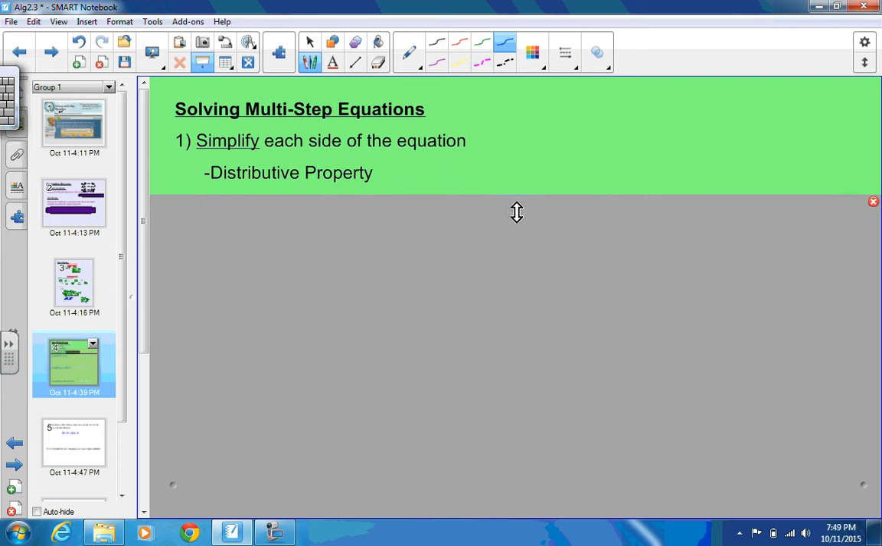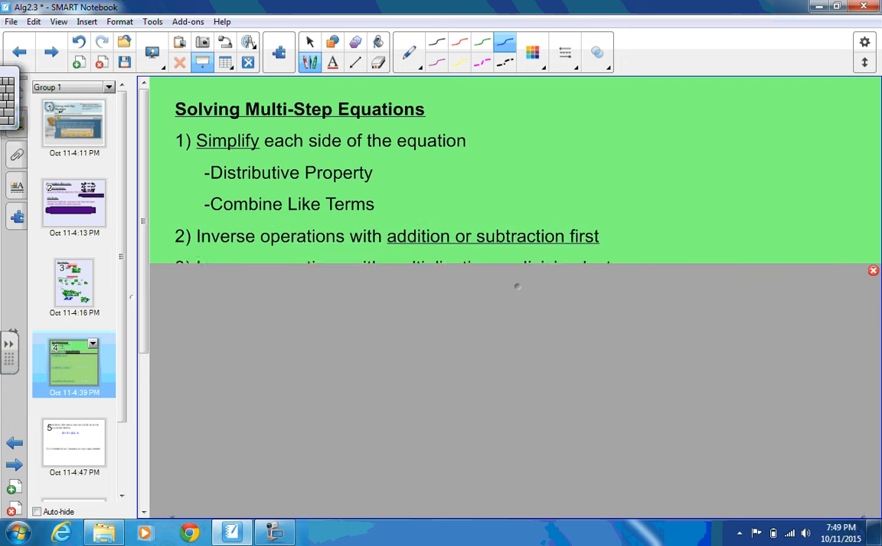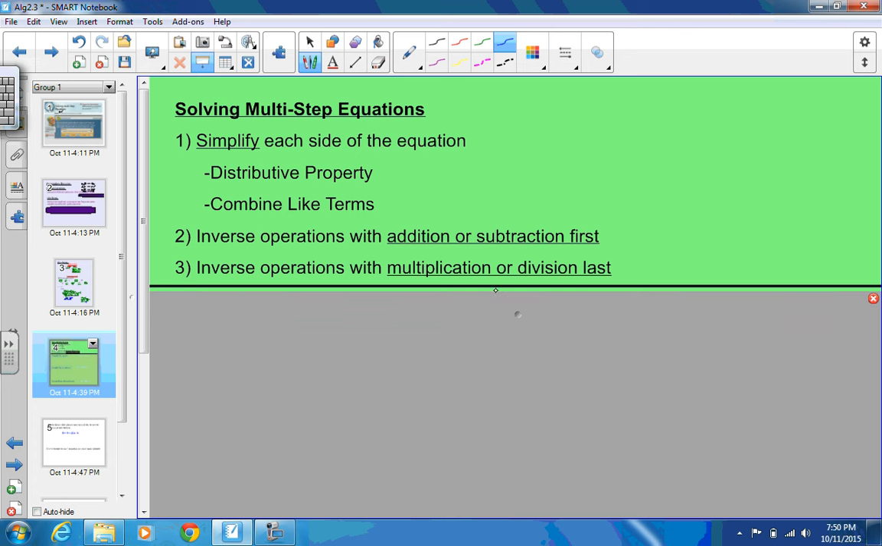That's where you can use the distributive property if need be, and combining like terms then if need be. So if you see somewhere you can do the distributive property, I want you to do that first. Then combine any like terms on each side. Once you do that, we're just going to do the inverse operations. So we're going to do addition or subtraction first, like we've done. Then we're going to do multiplication or division last.